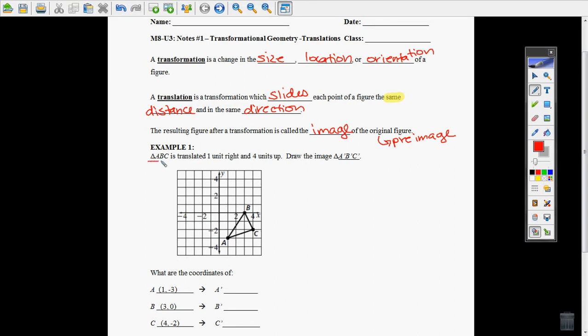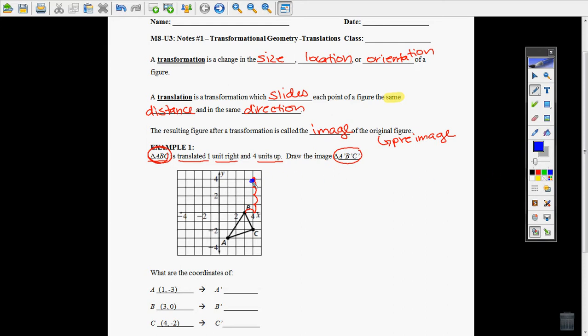So we have triangle ABC is translated 1 unit right and 4 units up. So when it says draw the image triangle, this is read A prime, B prime, C prime. This is the original figure or the pre-image. This is going to be the image, and it's the image after the translation. So we want to move every point 1 unit right and 4 units up. 1, 2, 3, 4. I said unit and I meant point, so I apologize.